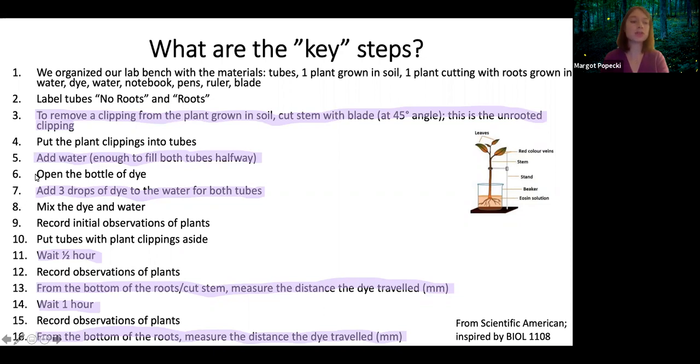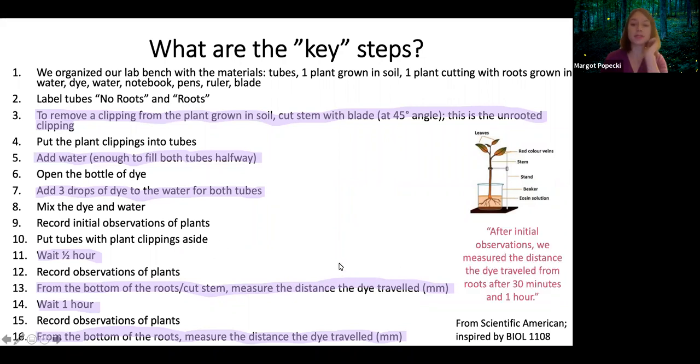You also don't have to include procedural actions like opening the bottle of dye. It is important, however, to again emphasize how much you used. What was the quantity? What did you use? Dye. You combined it with water. So you want to clearly state those important aspects of your approach.